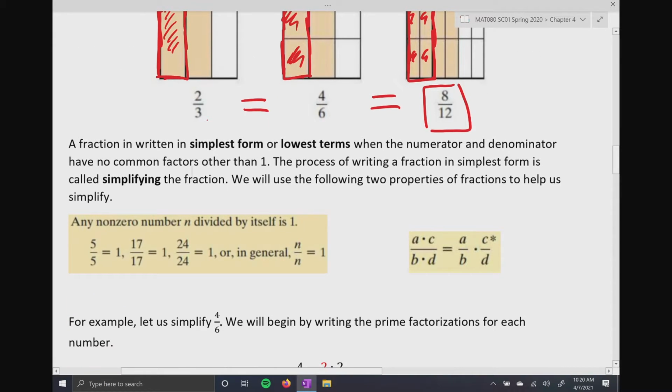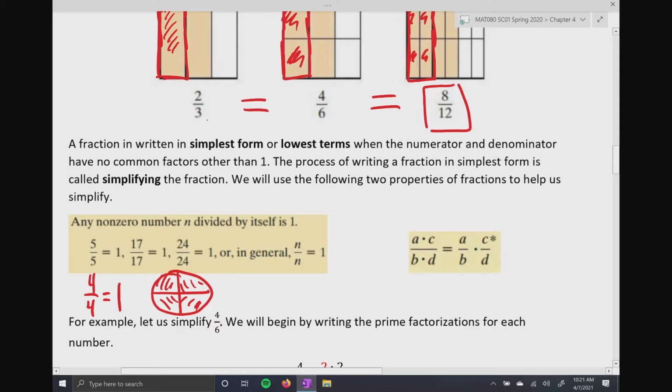The first one in yellow says that any non-zero number, n divided by itself, is equal to 1. So 5 over 5 equals 1. 17 over 17 equals 1. 24 over 24 equals 1. We learned that in the previous section. Like I said, if I had 4 over 4, that equals 1. Why? If I had a pizza with 4 slices and every single slice was shaded in, you would have 4 over 4, or 1 whole pizza.